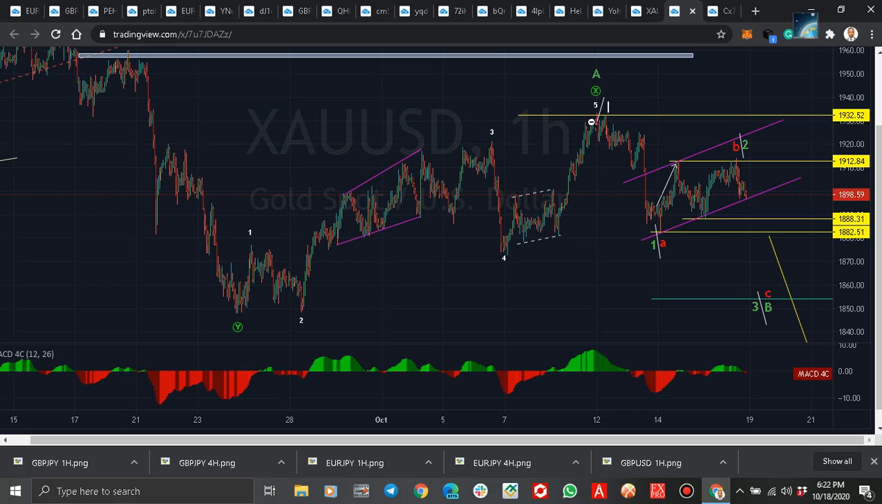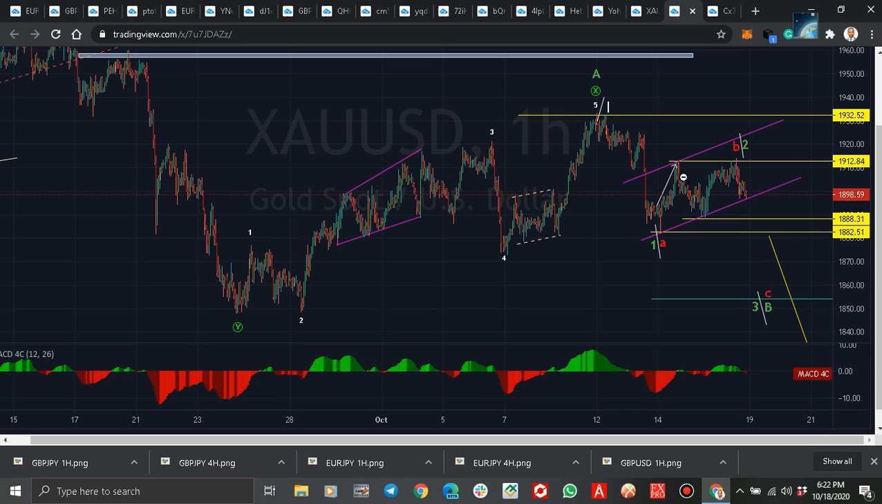So now, if the price keeps going on and breaks here, I'll change my count. I will place my 4 here. It means that gold bearish is over, that is, the correction is over. Then I will place wave 4 here. Then here will be wave 1, and here will be wave 2.